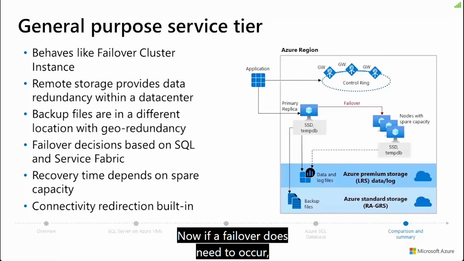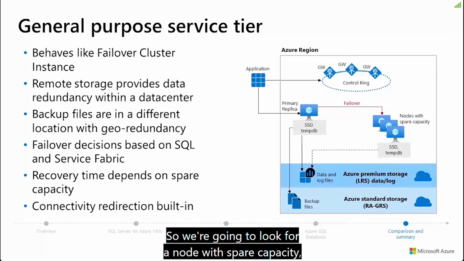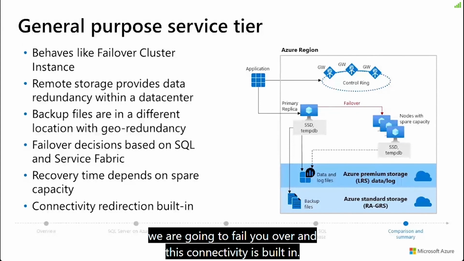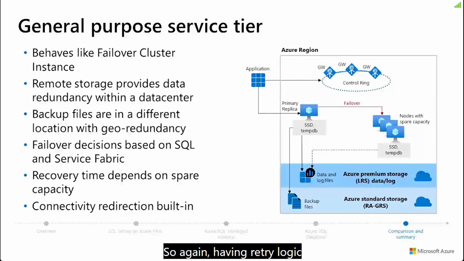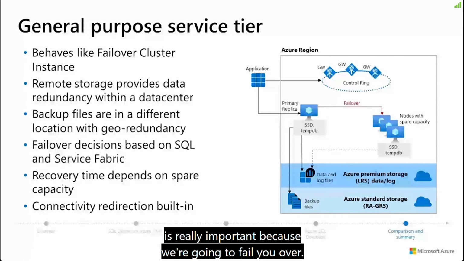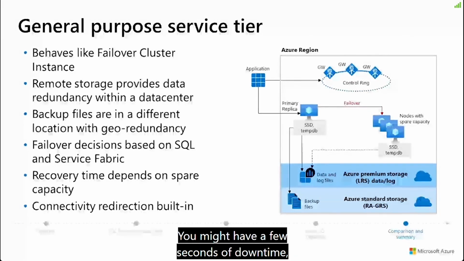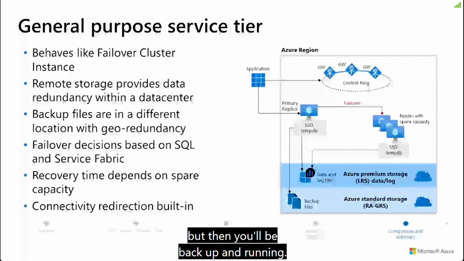Now, if a failover does need to occur, and this will be determined based on Service Fabric as well as Azure SQL Database, and you can actually force a failover yourself. Basically, it behaves like a cluster instance. So we're going to look for a node with spare capacity. We're going to fail you over, and this connectivity is built in. So again, having retry logic is really important because we're going to fail you over. You might have a few seconds of downtime, but then you'll be back up and running.